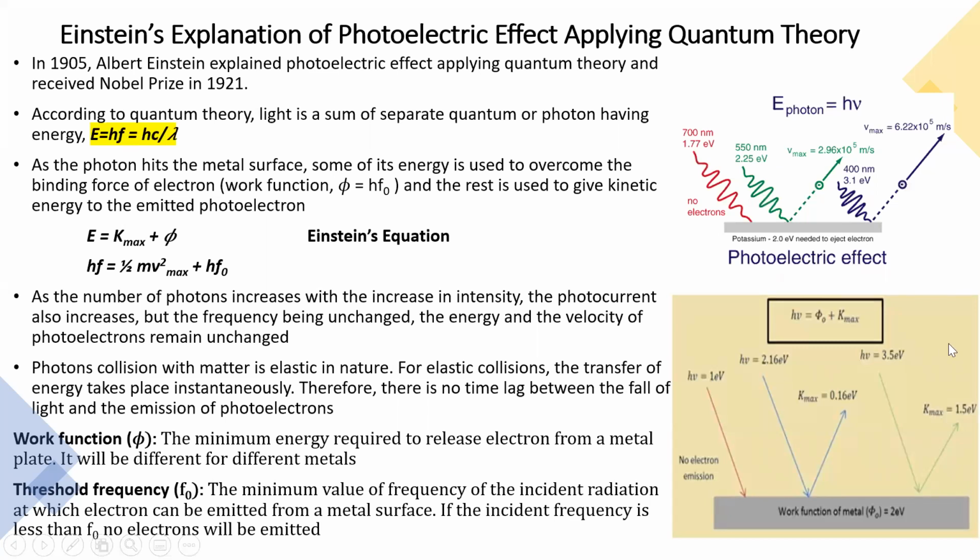Now see, suppose another photon having energy 3.5 electron volt is incident on this metal plate, which has a work function of 2 electron volt. So 2 electron volt is utilized to free the electron from the binding force of the metal, and the rest of the energy, which is 1.5 electron volt, will appear as the kinetic energy of the ejected electrons.